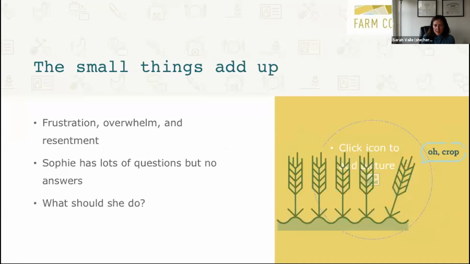Each of these situations on their own are not big issues, but altogether, they really do start to add up. Frustration, overwhelm, resentment. That's what Sophie was feeling. And as the weeks went on and the mowing schedule became more and more erratic, she found herself feeling more and more frustrated and overwhelmed.